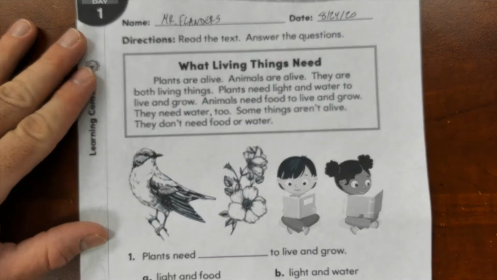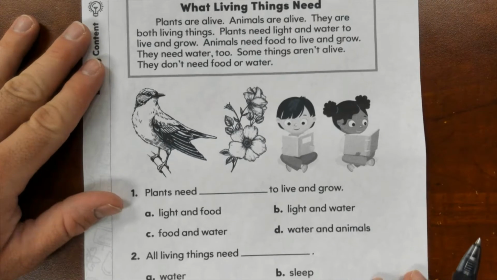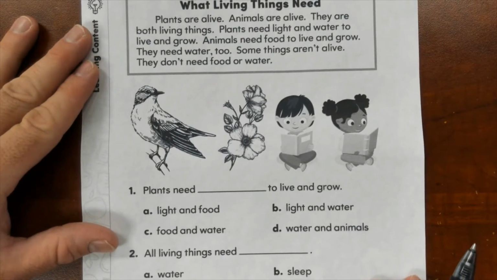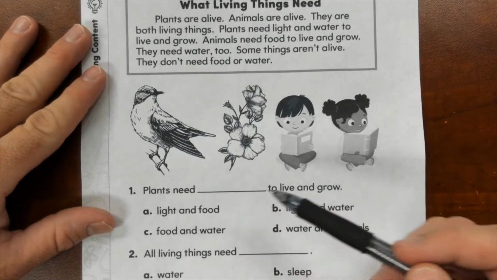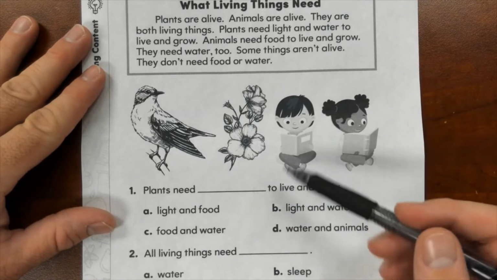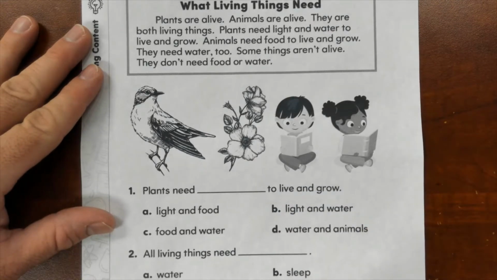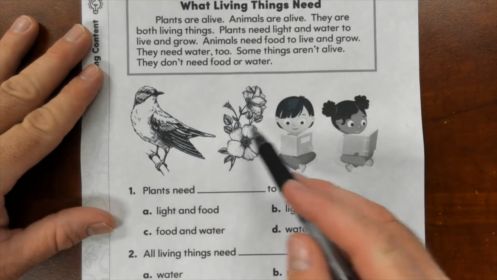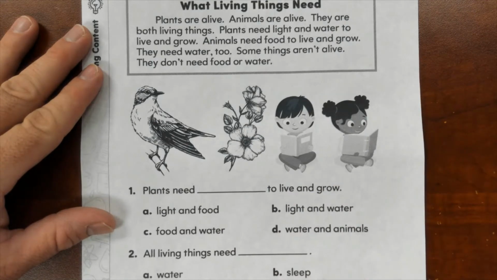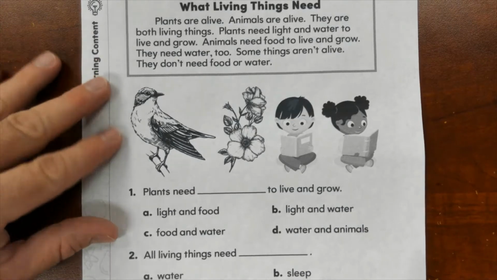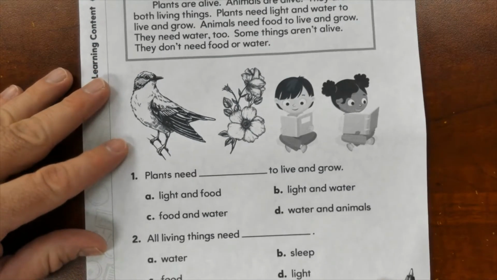Okay? And you'll notice we have some pictures here. We've got a bird, we've got a flower, we've got a boy, and we've got a girl. Okay, and each one of these is a living thing. But I am going to tell you there are a couple of things in these pictures that aren't living. We'll come back to that in just a minute, though. Okay? Let's look at question 1.